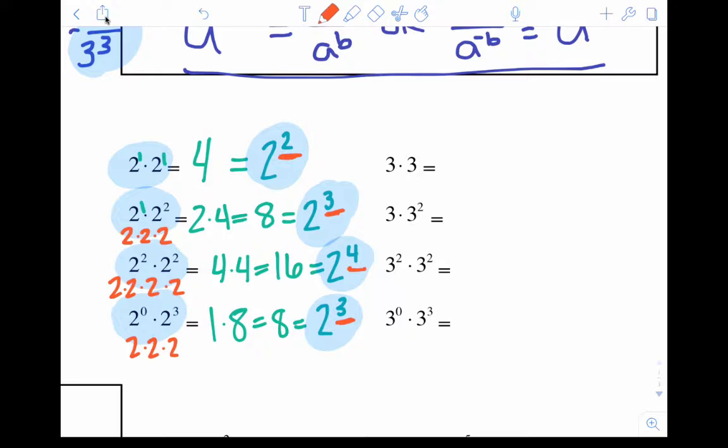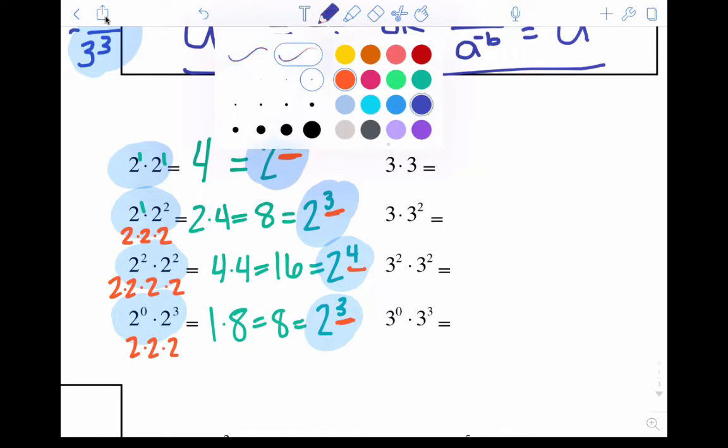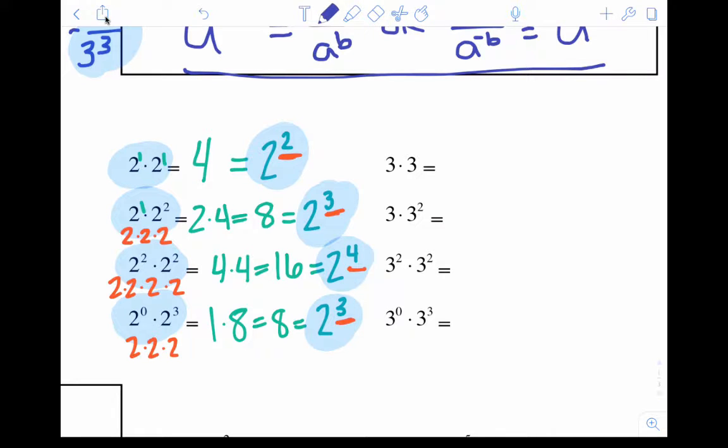So let's go ahead and figure out what the 3's are going to equal and see if it matches with this property. So I'm going to start with 3 times 3. Well, I know that's 9, which is 3 squared. I have 2 3's that I'm multiplying together. 3 times 3 squared, well, that's 3 times 9, which is 27. If I were to write that with my base of 3, I get 3 to the third. 1 plus 2 equals 3, so that works out.